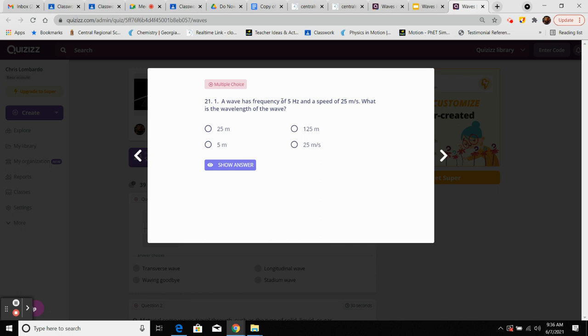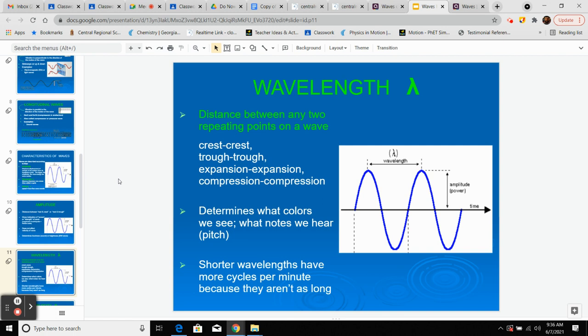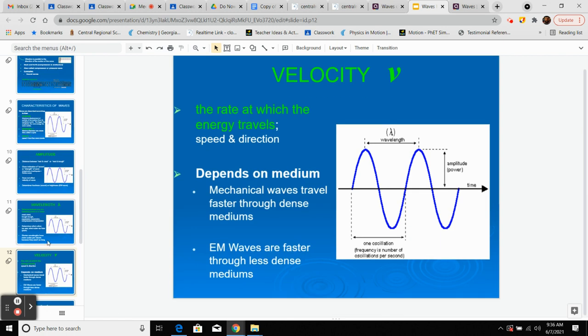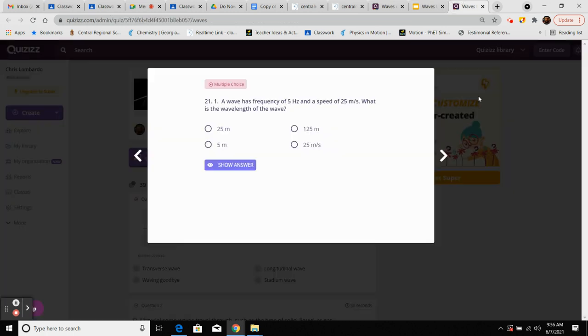So this is asking, guys, frequency is 5 hertz, speed is 25. How do I find the wavelength? Well, go down to our speed equations here to find wavelength. Do the speed divided by frequency. Speed of 25 divided by frequency of 5. 25 divided by 5 is 5.